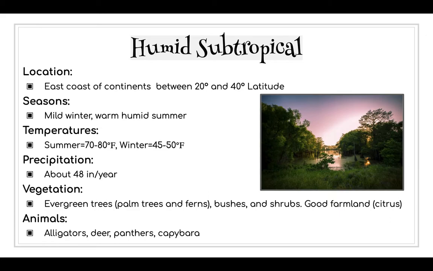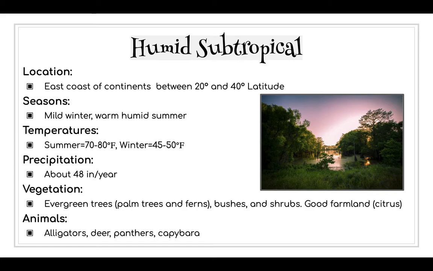Summer average temperatures range from about 70 to 80 degrees, and the winter from about 45 to 50 degrees. There is a lot more rain in the humid subtropical region, about 48 inches in the year on average. As far as vegetation goes, evergreen trees like palm trees and ferns, bushes and shrubs. Once again, it's very good farmland because there's a lot of rain. So there's especially a lot of citrus grown in this area.